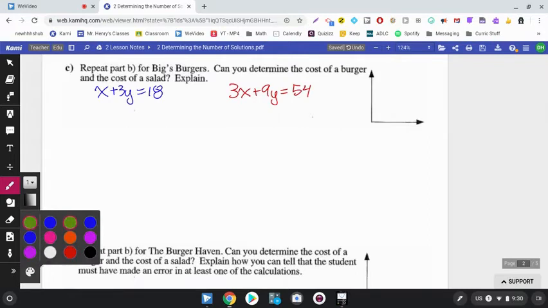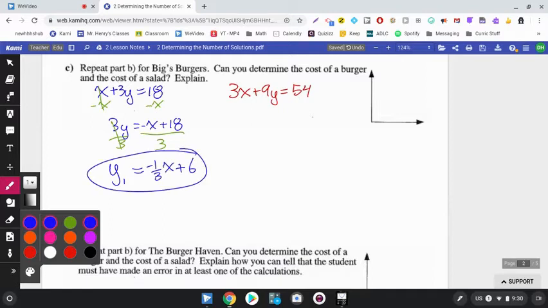Rearrange to y equals. Move your x over. 3y equals negative x plus 18. And I have to divide by 3 to get rid of the coefficient. What I do to one side, I do to the other. So y1, my first equation, is negative 1/3 x plus 6. Fantastic. Go over to the second equation.